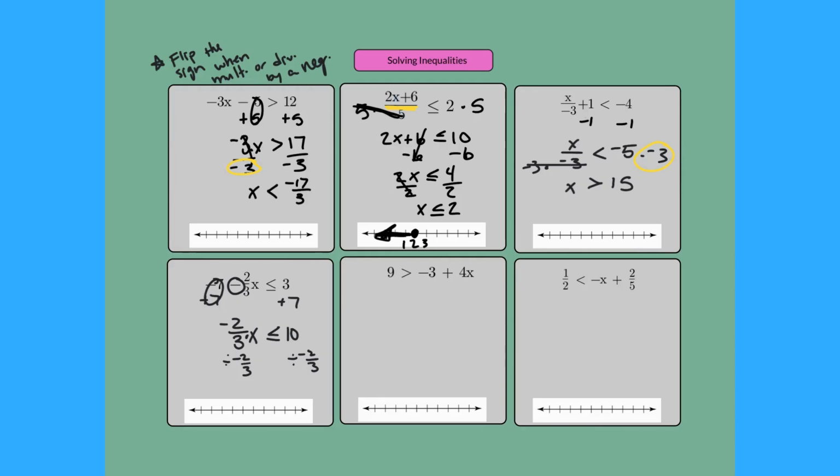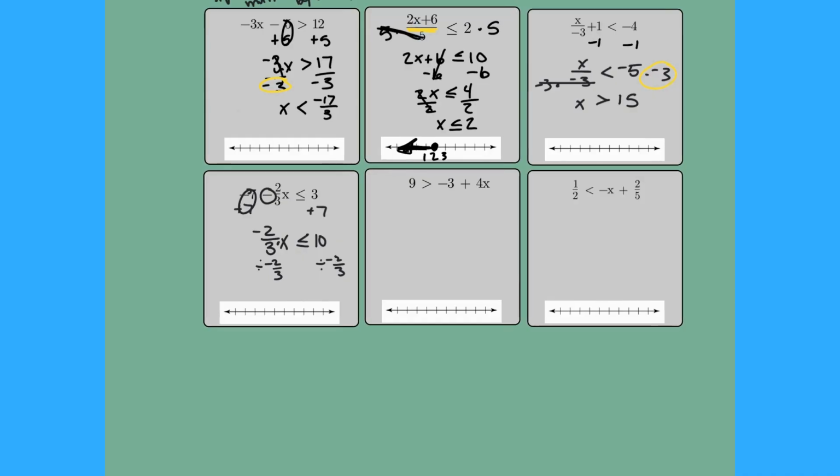But if you remember how to divide fractions, if we divide by negative 2/3, that's really the same thing as saying 10 times the reciprocal, so negative 3 over 2. And if we do it this way, then I can reduce, and we end up with x. We do have to flip the sign because we're dividing by a negative, so greater than or equal to, and we ended up with 15.